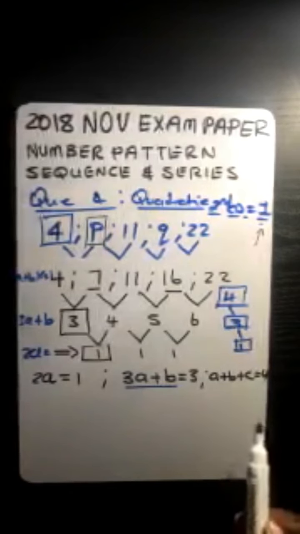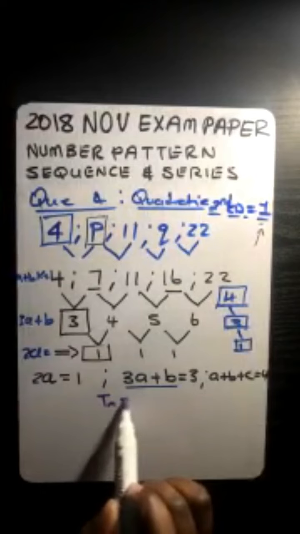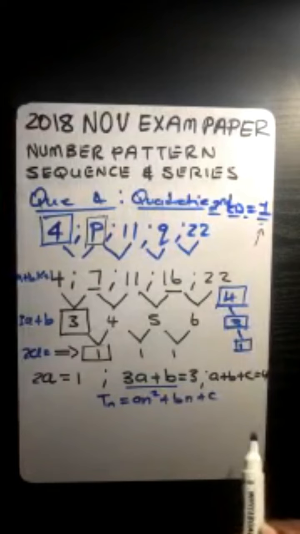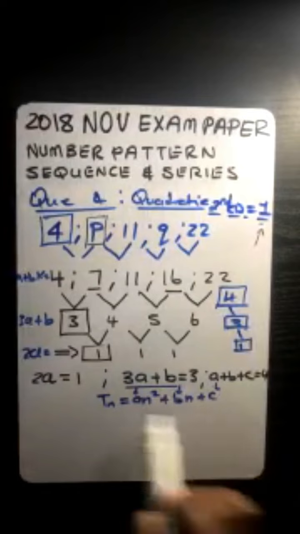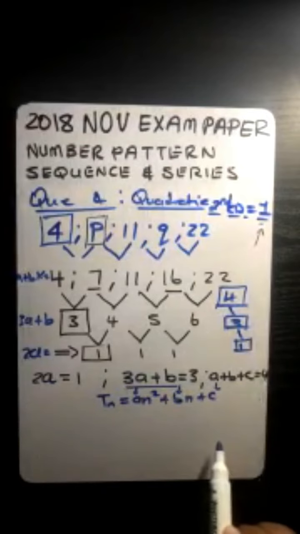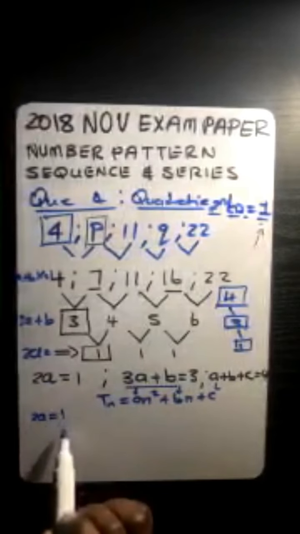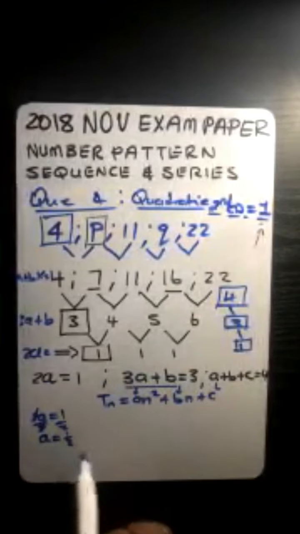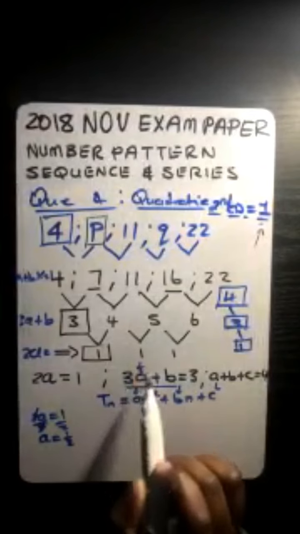We can now calculate the general term of the quadratic sequence. Remember, this is the general formula: Tn equals an squared plus bn plus c. All that we need to do is find the a value, b value, and c value, and we are going to use those 3 equations. So let's see. Here, 2a is equal to 1. We can just divide by 2, then it cancels. We have our a value being 1 over 2. We are done. Then we take this answer and substitute it there as 1 over 2.